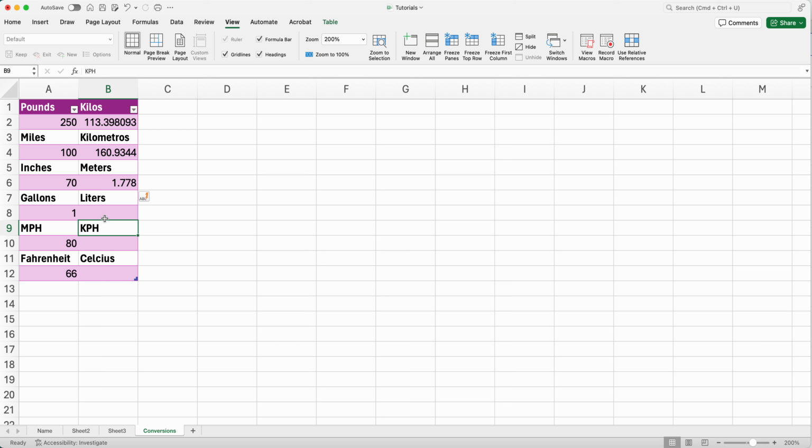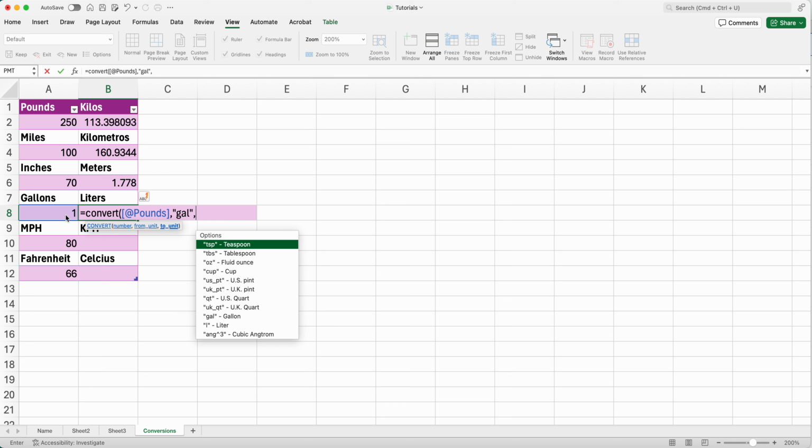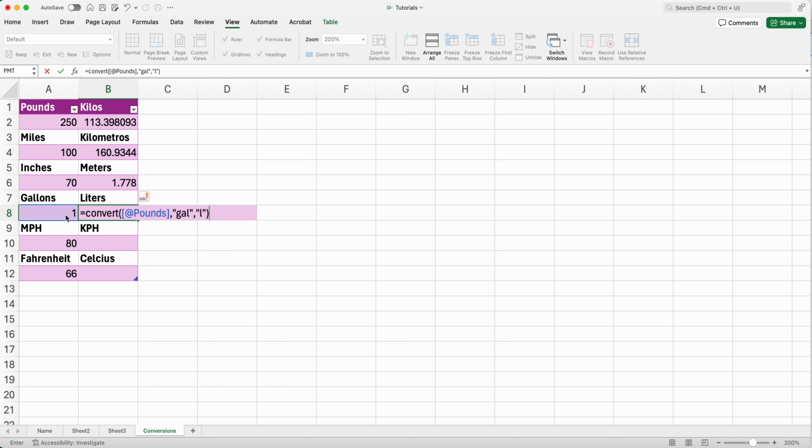All right, gallons to liters. Let's write this equation. Equals, convert, parentheses, choose the number, comma, the from unit is gallons, which is parentheses, quotation, GAL, quotation, comma. The to unit is quotation, L for liter, quotation. Okay, then parentheses, enter, there you go. 1 gallon is 3.7854178 liters.